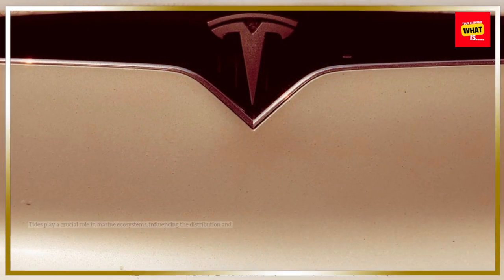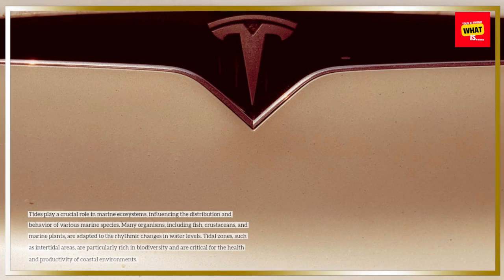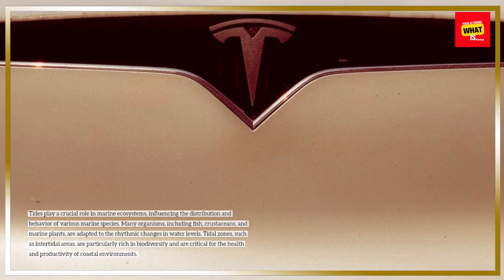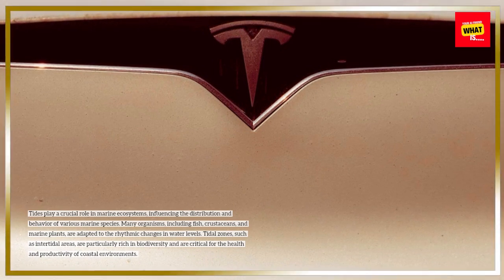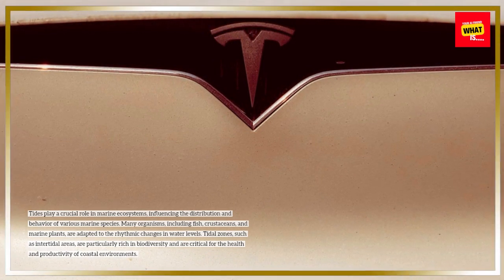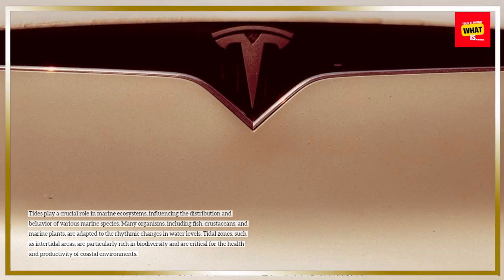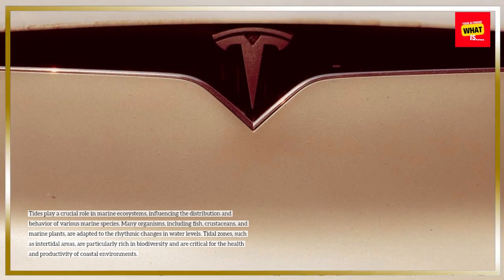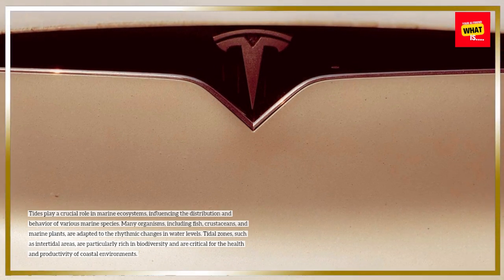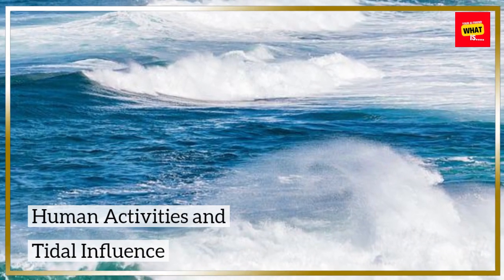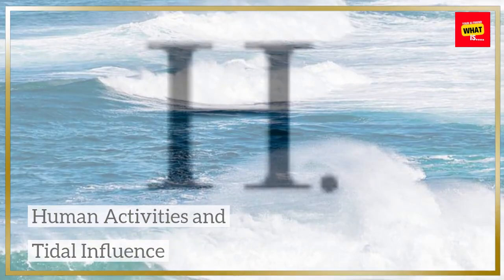Impact on marine life and ecosystems. Tides play a crucial role in marine ecosystems, influencing the distribution and behavior of various marine species. Many organisms, including fish, crustaceans, and marine plants, are adapted to the rhythmic changes in water levels. Tidal zones, such as intertidal areas, are particularly rich in biodiversity and are critical for the health and productivity of coastal environments.